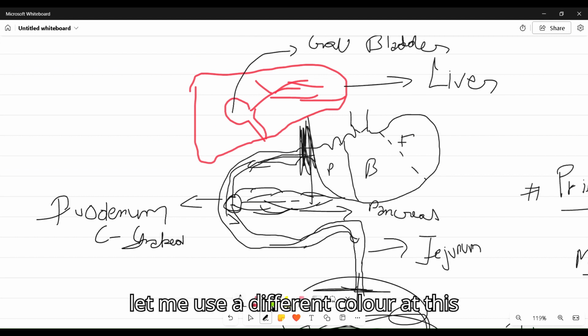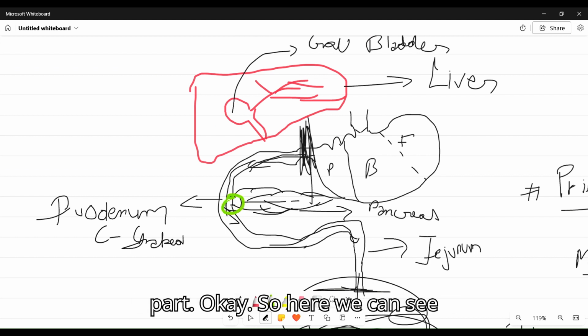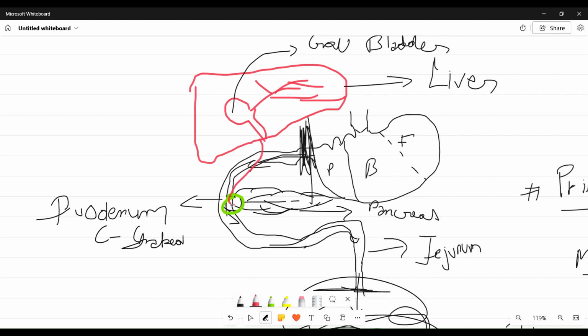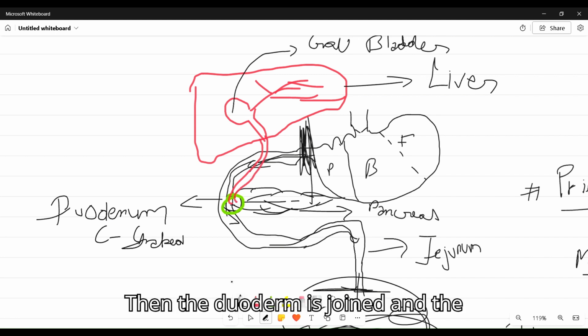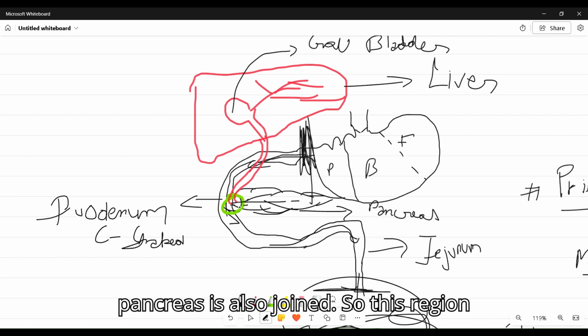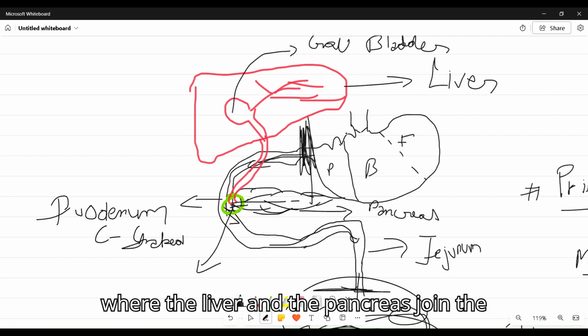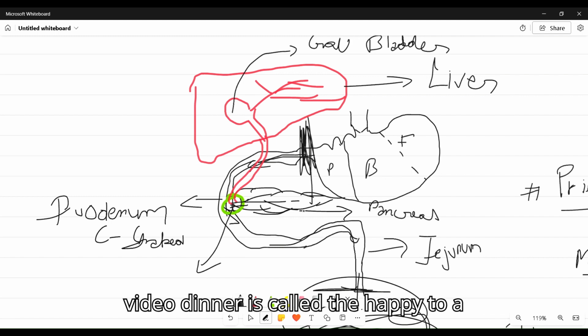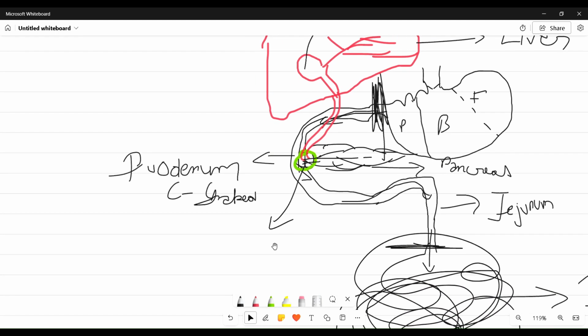Let me use a different color. Look at this part here. The liver is joined through a pipe to this part, then the duodenum is joined and the pancreas is also joined. This region where the liver and the pancreas join the duodenum is called the hepatopancreatic duct.